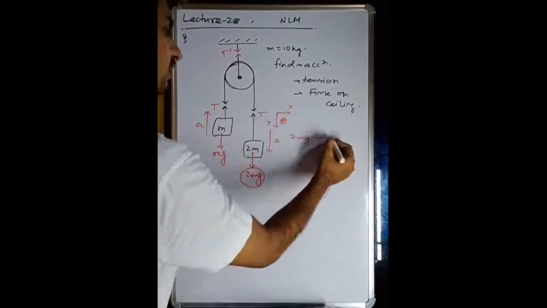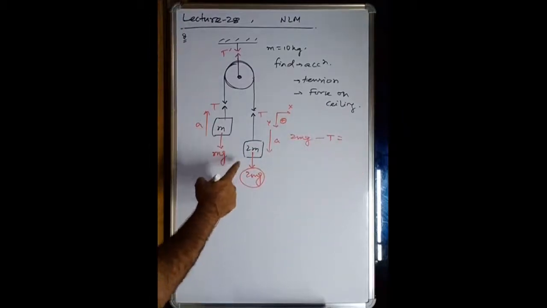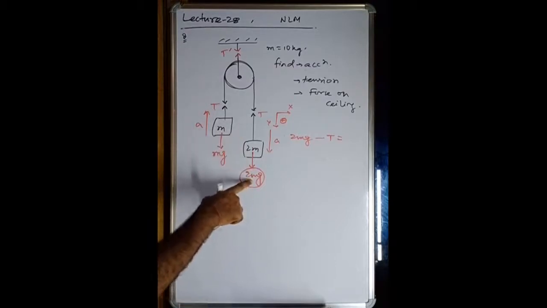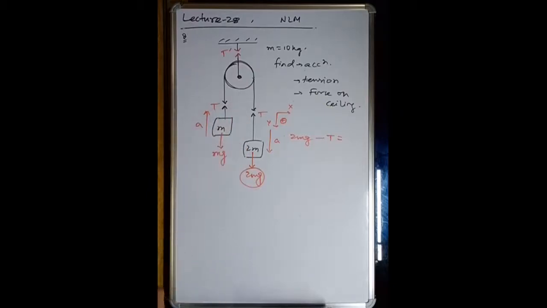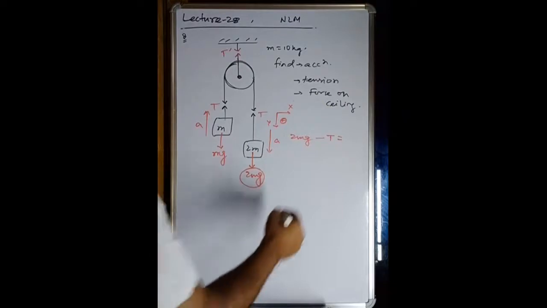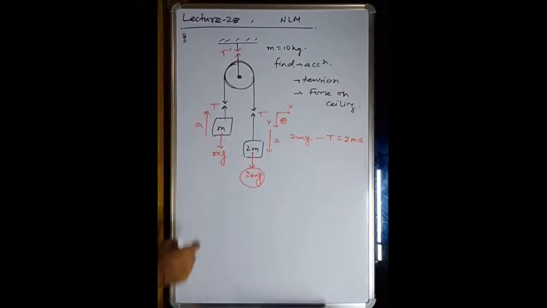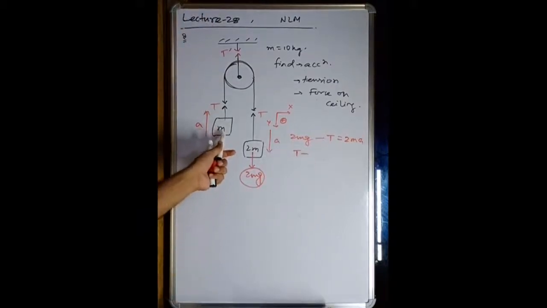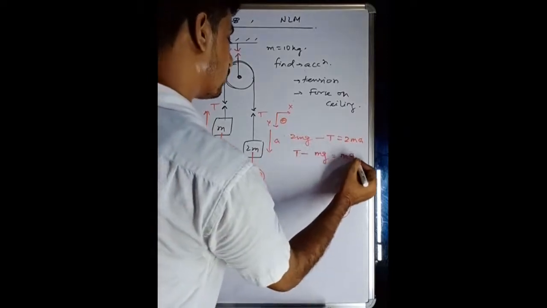minus the lesser one, T, trying to stop this one, and this one is trying to move this body. So the force which is trying to move minus the force which is trying to stop that body must be equal to mass times a, and here the mass is twice m, so 2ma. Now for this body we can write which one is pulling this body up, it is T. So T minus which one is trying to stop the body, it is mg. So T minus mg equals m times a.